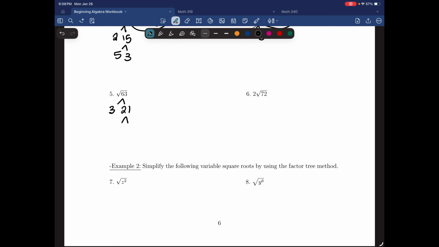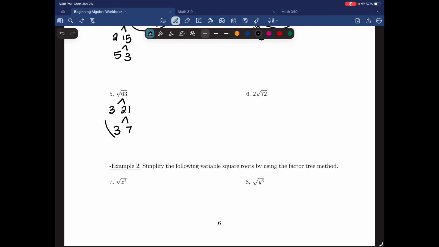21 is also divisible by 3. So 21 divided by 3 is 7. And now I have to ask myself, is 7 a prime number? Or in other words, can I divide 7 by another number besides itself? I can't. So we're done with the factor tree.